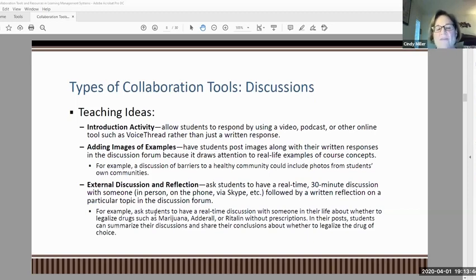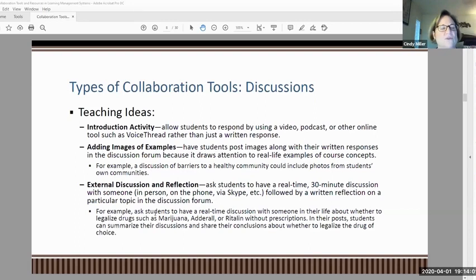You could also have them add images to examples of certain topics you're discussing. You can see in this particular one, an example of discussion of barriers to a healthy community. They could include photos from their particular community. So I really think that helps them.